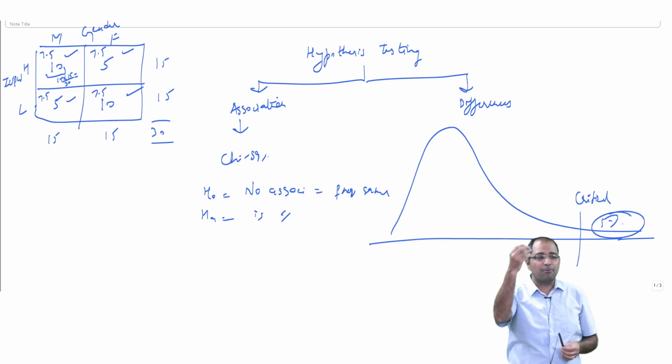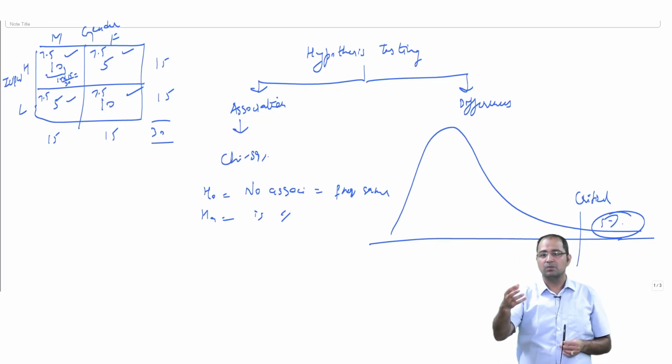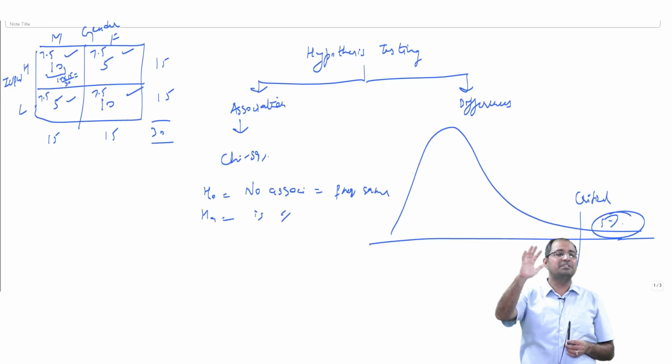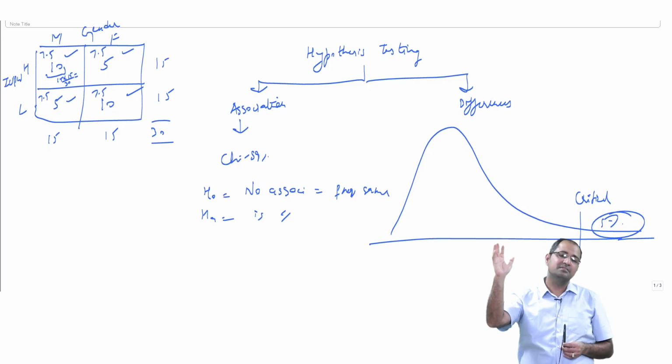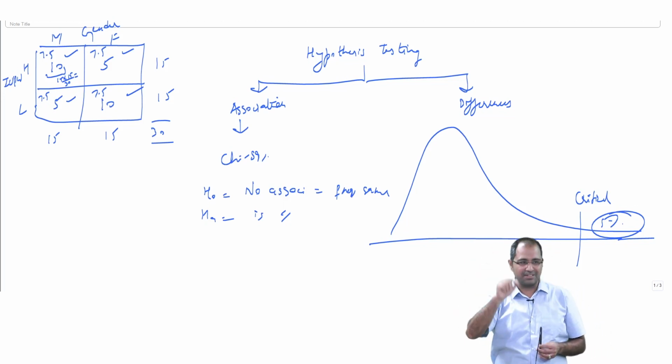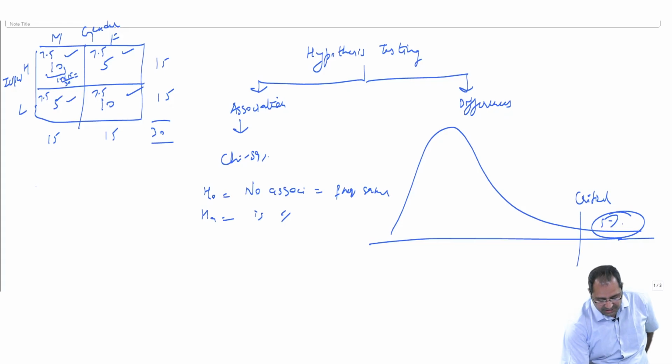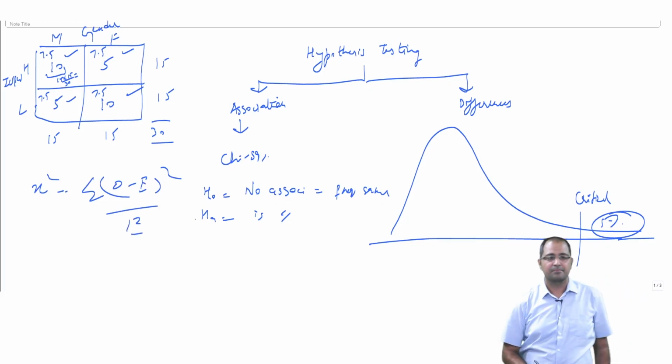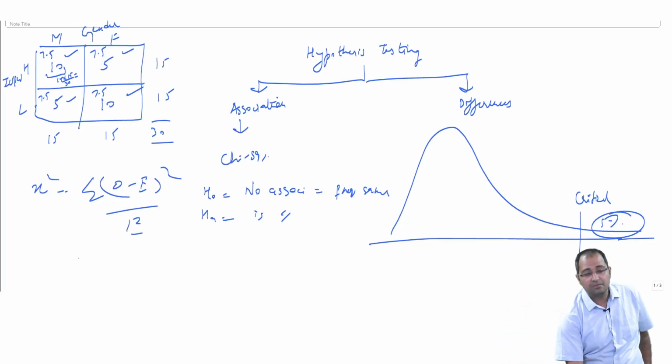If the null hypothesis is true, which means there is no association, the difference between the observed and expected should be less than the critical value. There is some critical value; we will come to that. We calculate chi-square as the summation of observed minus expected, squared, divided by expected. If we do that for each cell, here we get 3.33.